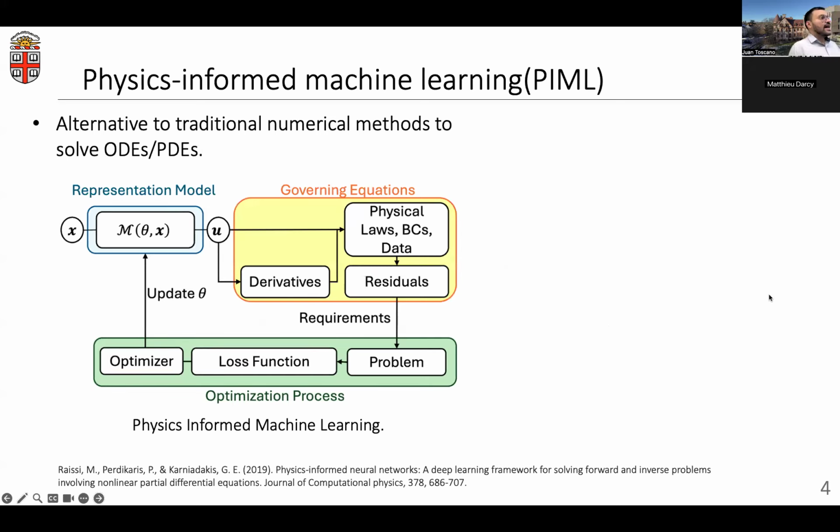Well, it's just an alternative to traditional numerical methods to solve partial differential equations. And we can see that there will be 3 main components. One of them will be a representation model, which will be a function that is able to approximate the solution of a partial differential equation. We'll have some governing equations, which would give us the constraints that this solution should follow, which would be physical laws, boundary conditions, and some data we have. And an optimization process, which would be the way we make sure that this representation model follows that rule.